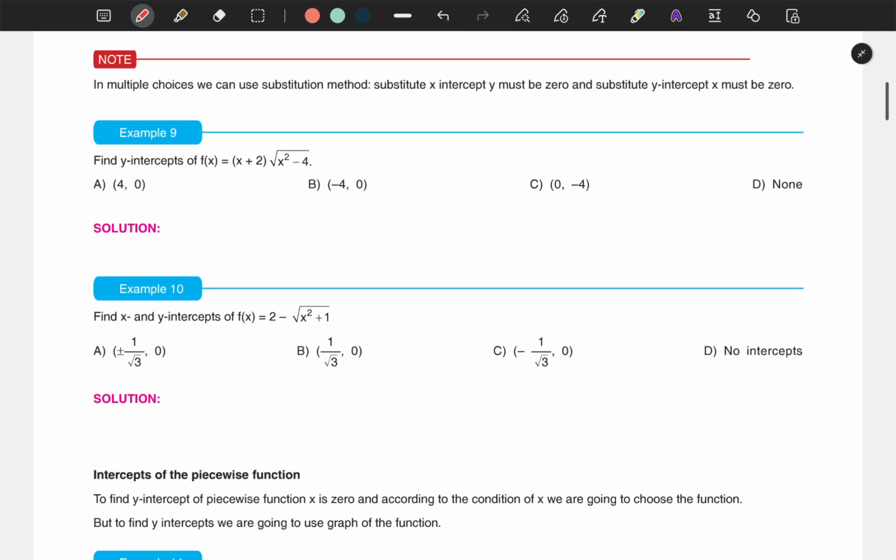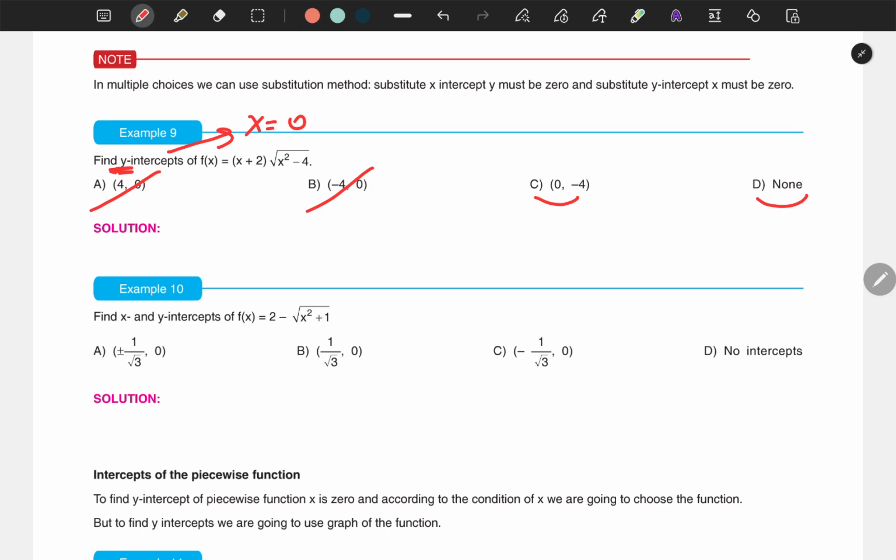In multiple choice, we can use the substitution method for x and y values. Okay. The question says find the what? Y-intercept. Guys, for the y-intercept, x always must be what? 0, isn't it? Look at it. Is it here x is 0? No. Is it here? No. Only I have a 2 option.